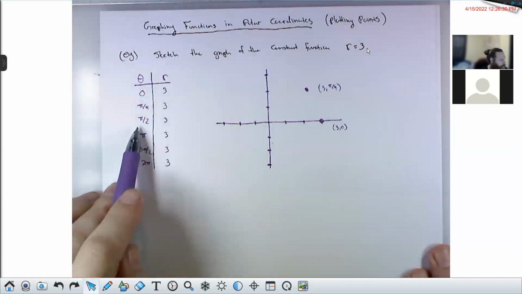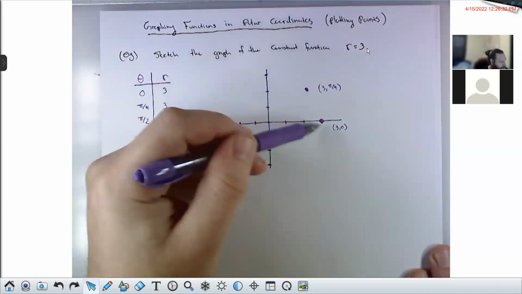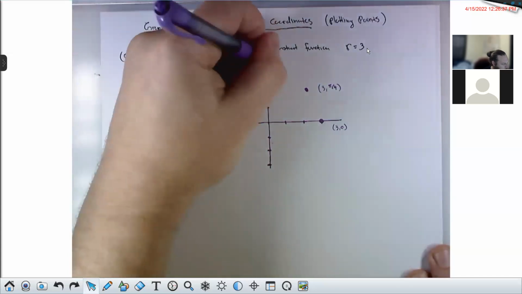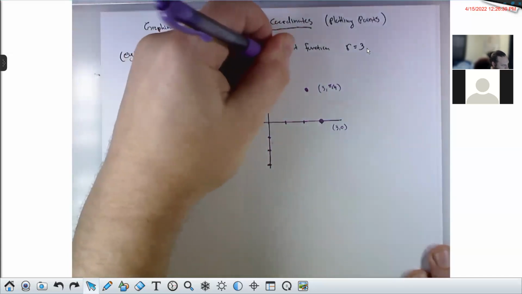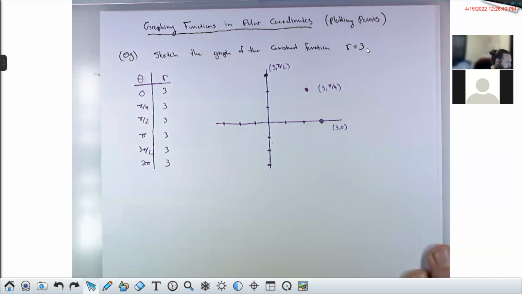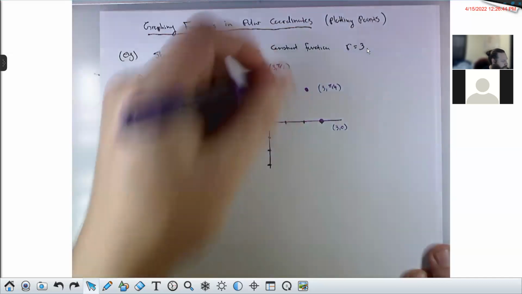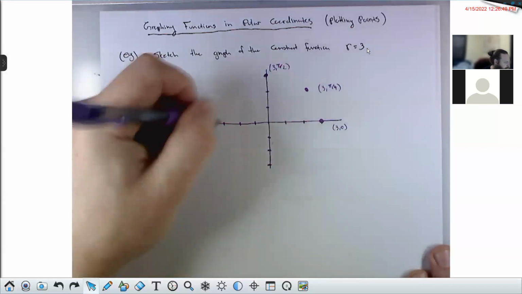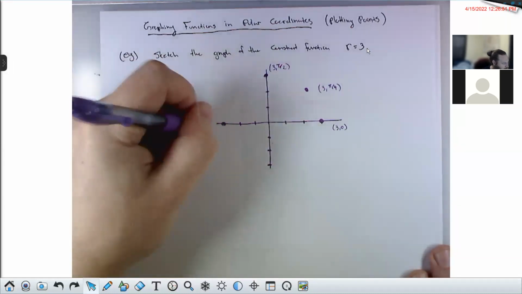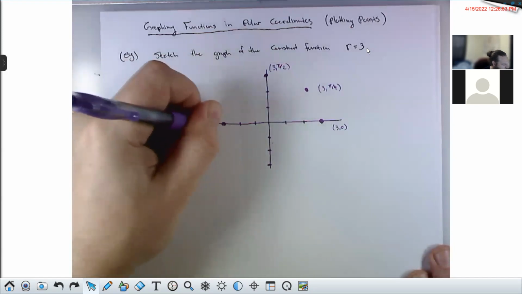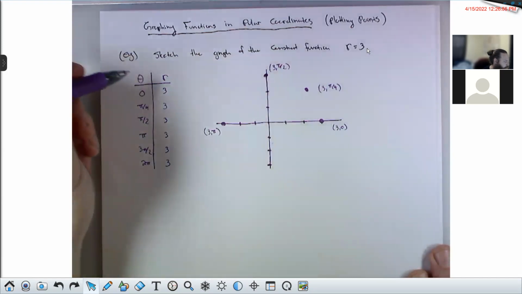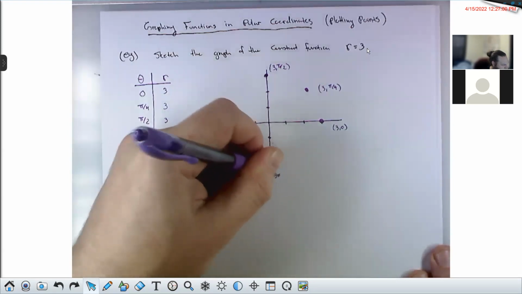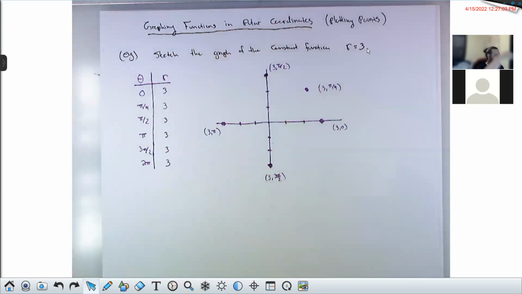When theta is pi over 2, r is 3. So I walk out 1, 2, 3, rotate up by pi over 2. Here it is, the polar point 3, pi over 2. And then I skipped to pi. So when theta is pi, r is 3. So I go 1, 2, 3, and then rotate around by pi. Here's the polar point 3, pi. We skip to 3 pi over 2 next. The polar point 3, 3 pi over 2 is here, and then 2 pi.